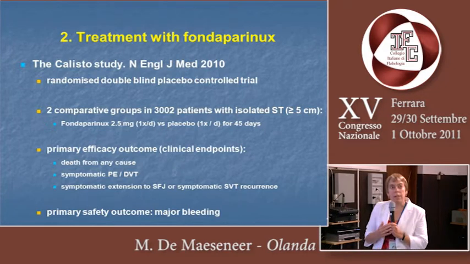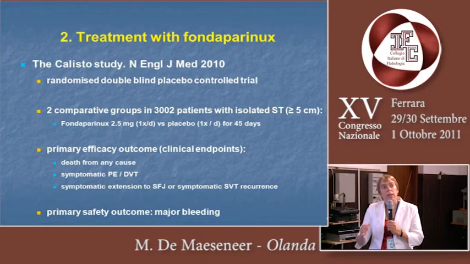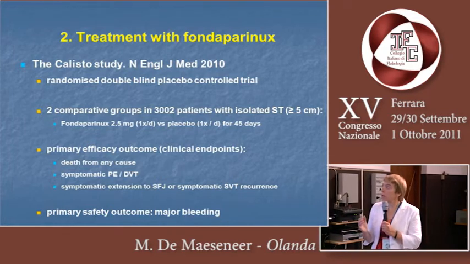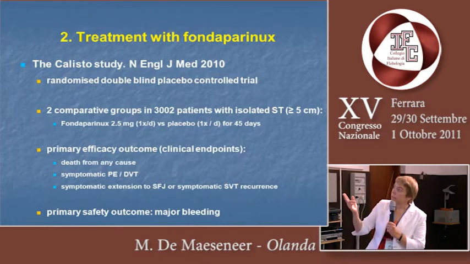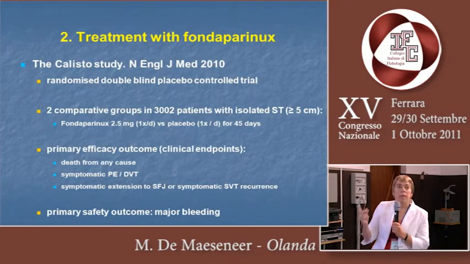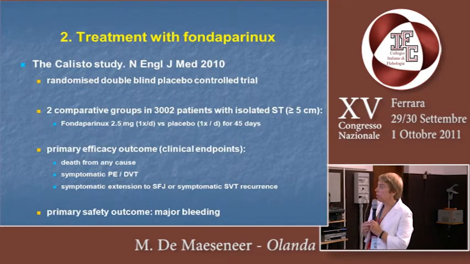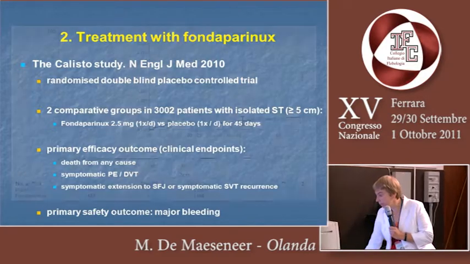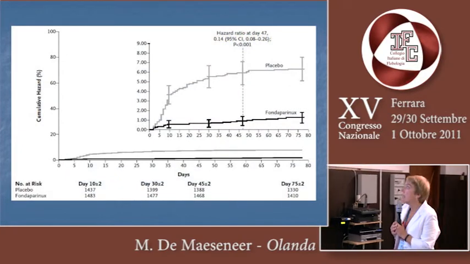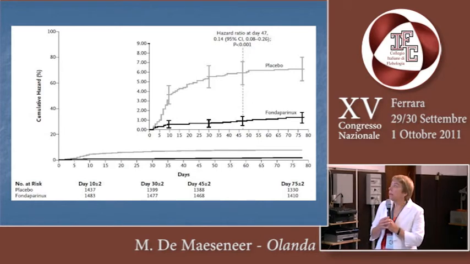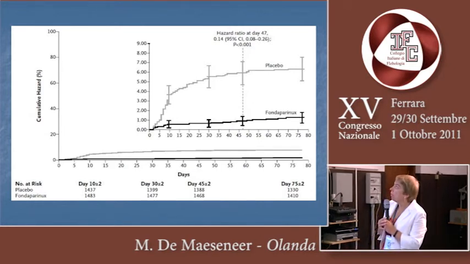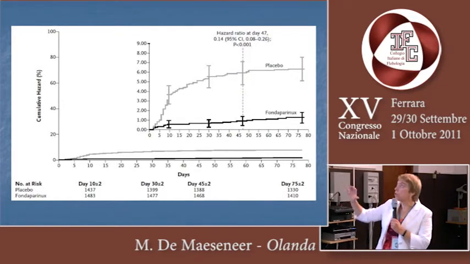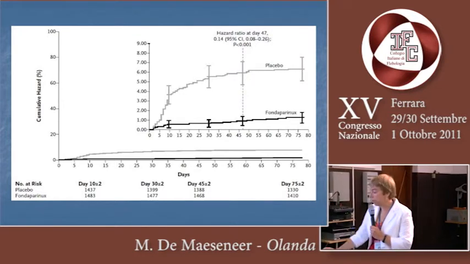The primary efficacy in this case was only clinical endpoints. So you see death from any cause, symptomatic PE, and symptomatic extension of the superficial vein thrombosis. The primary safety outcome, of course, was bleeding. And have a quick look at these results. You see very impressive results comparing placebo with fondaparinux. So it seemed to be effective, and there was no rebound effect after stopping the therapy.